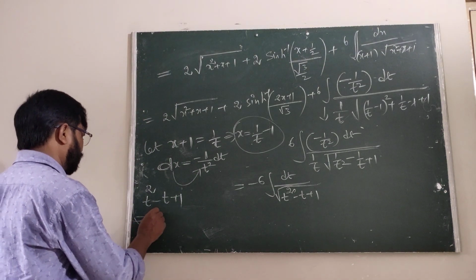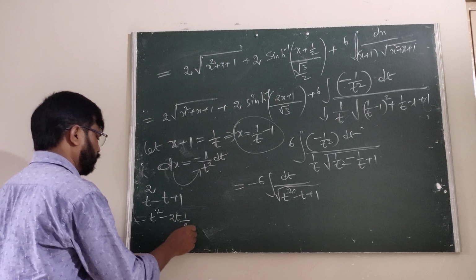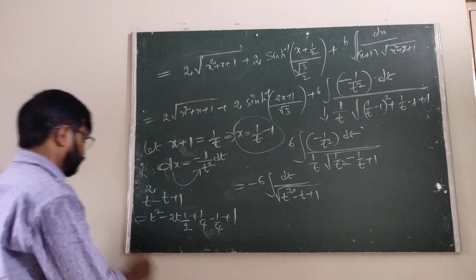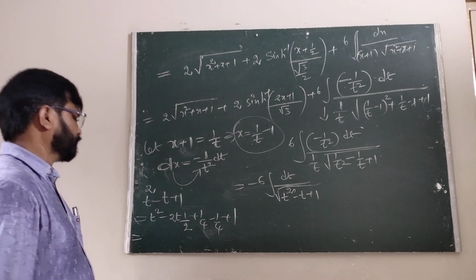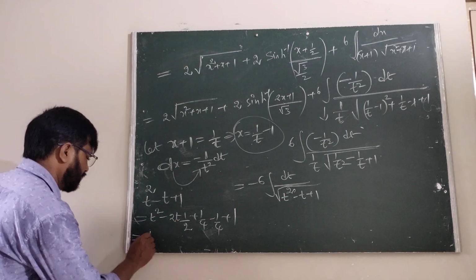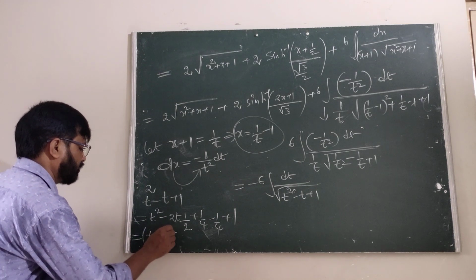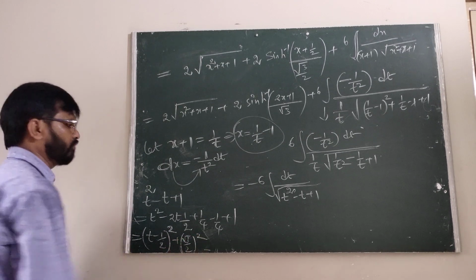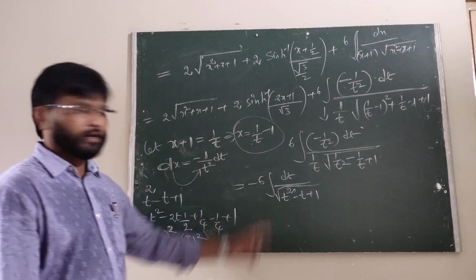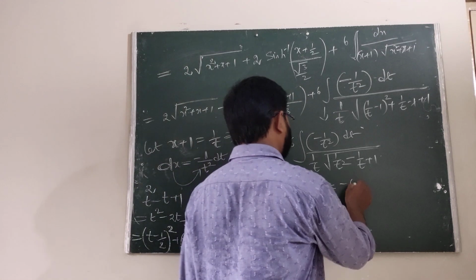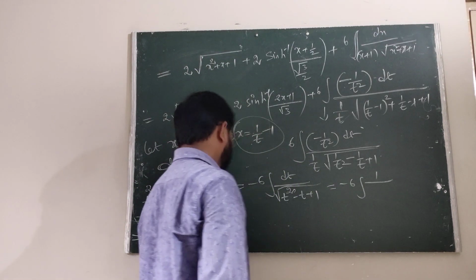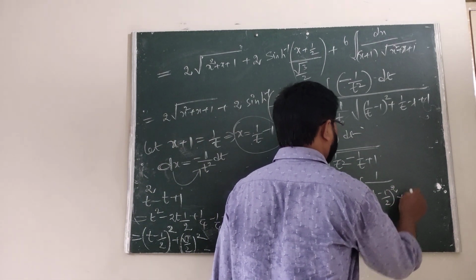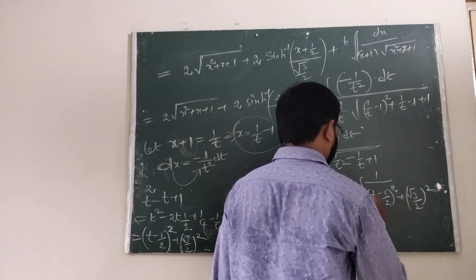Now this is t square into 2 by 2. After that 1 by 4 minus 1 by 4 plus 1. How to write this one? a square minus 2ab plus b square. Therefore this is t minus 1 by 2 whole square plus 1 minus 1 by 4, that is 3 by 4, now this is root of 3 by 2 whole square. Therefore, now how to write this one? Minus of 6 upon t minus 1 by 2 whole square plus root of 3 by 2 whole square.